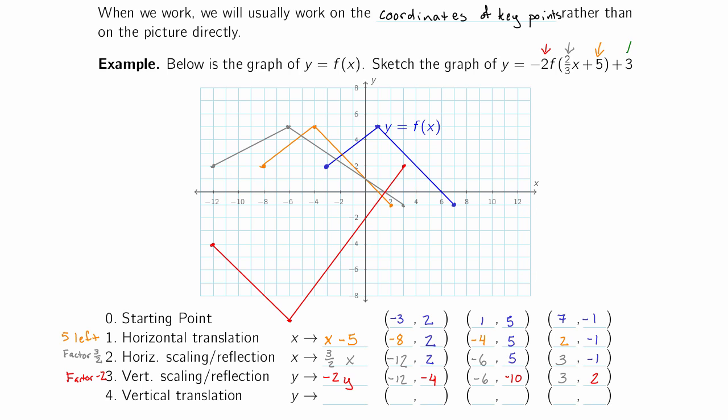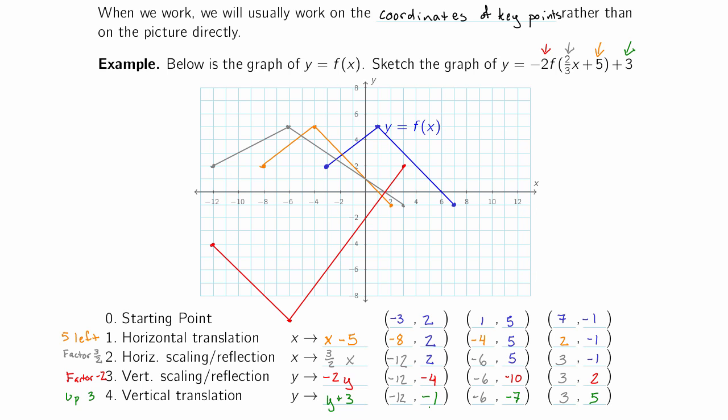And for that, we're going to look at this number that we're adding outside the function. We're adding 3 outside, so we're going to translate up by 3. We're going to add 3 to each y coordinate. So -4 plus 3 is -1. -10 plus 3 is -7. +2 plus 3 is +5. And again, we haven't touched the x coordinates.